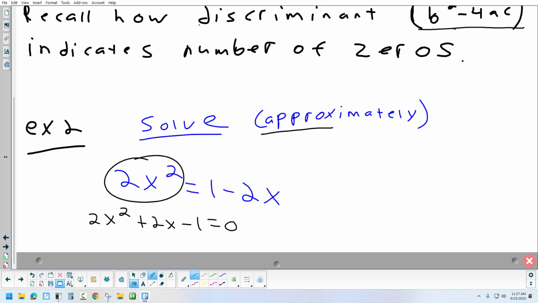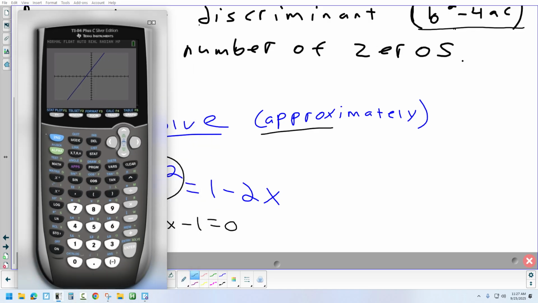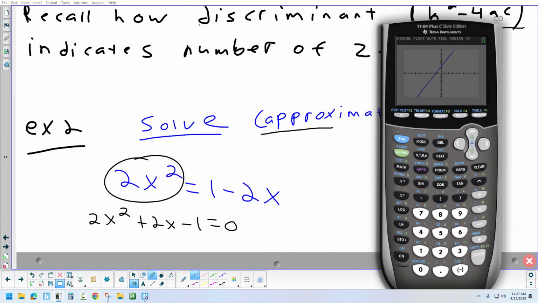Okay. So now, if this said to solve exact, A is 2, B is 2, C is -1. I would plug those into the quadratic formula. But we're not using quadratic formula. So let's type that in on our calculator. So we have 2x squared plus 2x minus 1. I'll start with zoom 6, and if I don't see my parabola, I'll fix it.